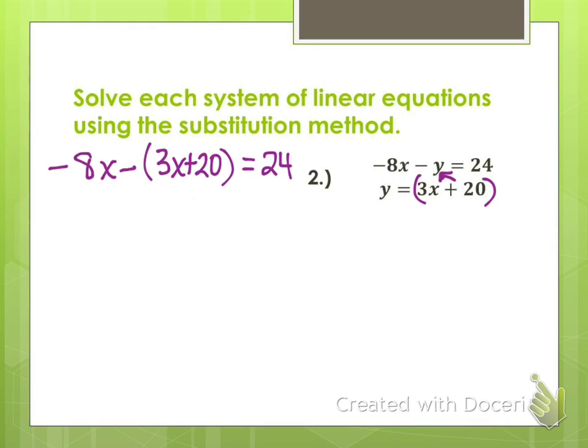Now this one's a little bit different from the last one. We cannot just drop the parentheses because we have a negative or a minus sign out in front of them. So I have to distribute a negative 1. All right, so when I do that, I have negative 8x minus 3x minus 20. If we distribute in a negative, it's going to flip our signs around. Questions about that step?